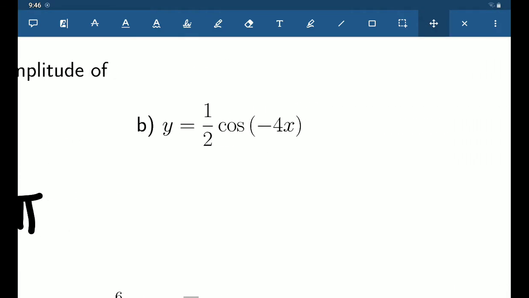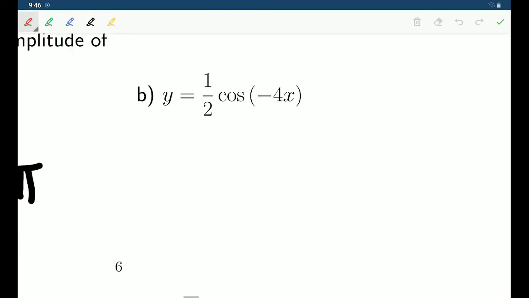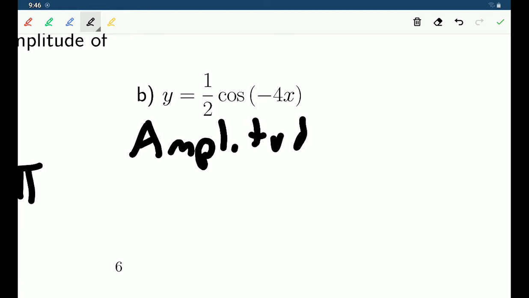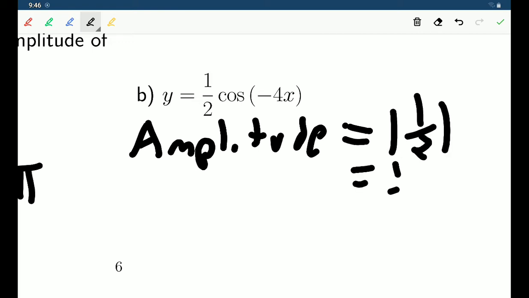For the second problem, y equals 1/2 cos of -4x. The amplitude should be just 1/2, because the absolute value of a half is just 1/2. So this would be a cosine graph that's half as tall as the original one, and it's cosine of -4x, so that means we are going to compress our graph by a factor of 4. It'll be 4 times skinnier, 4 times narrower than a regular cosine function.